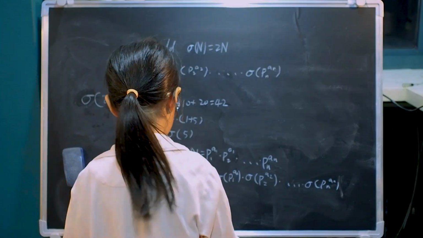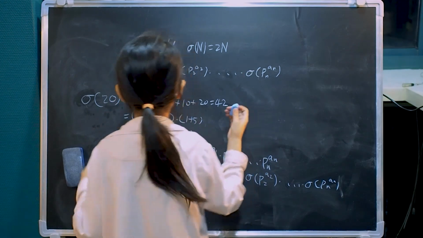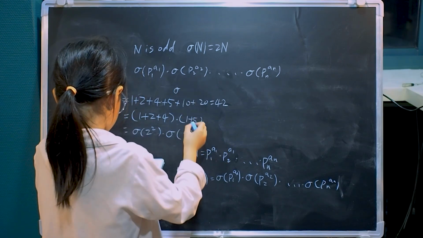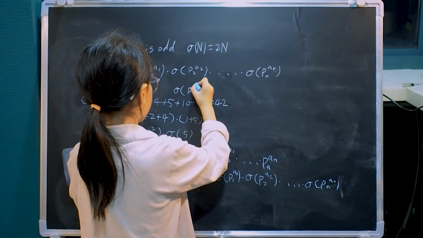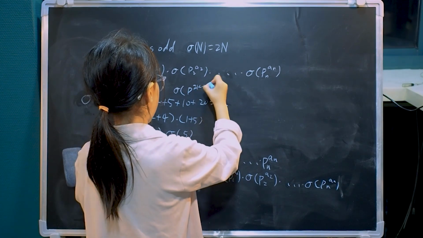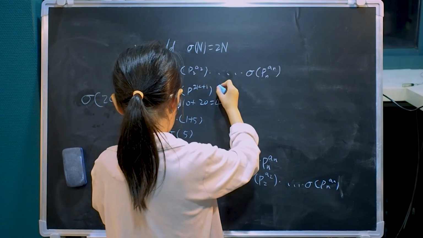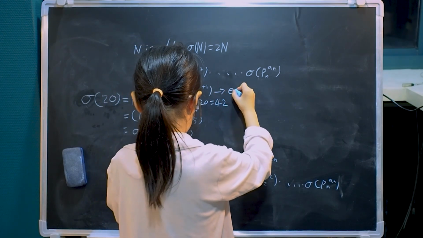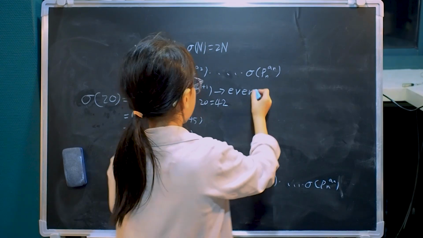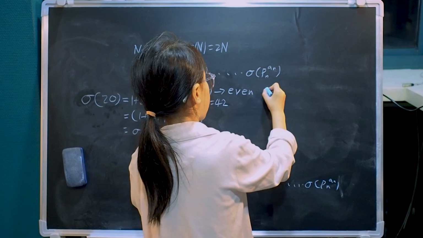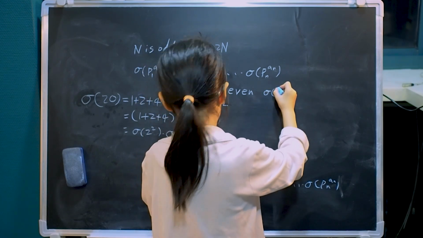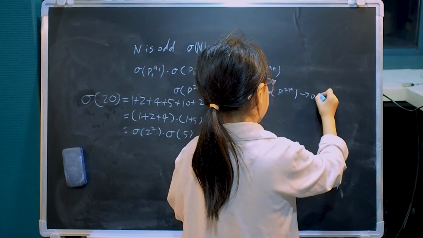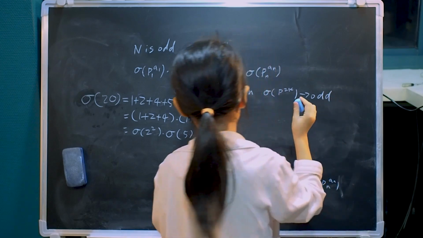Okay, so actually, P is prime. Sigma of P to the 2k plus 1 is even. And sigma of P to the 2k is odd. So that's what I talked about, right? Okay, so that's odd.